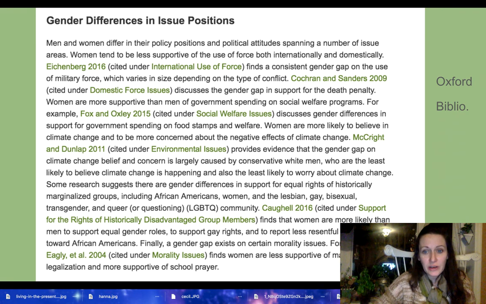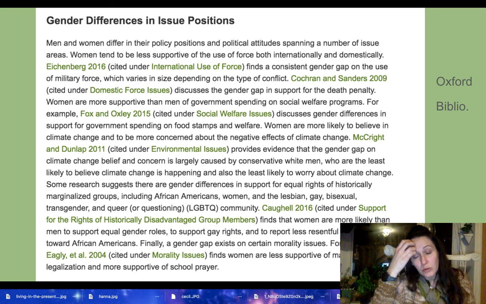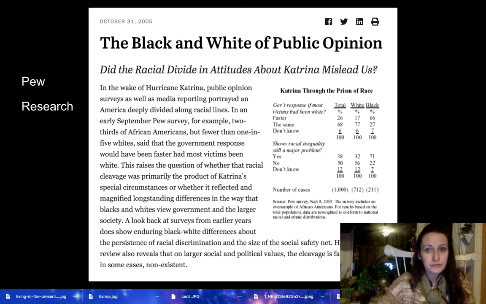It goes on to give other examples, right? Equal rights of historically marginalized groups, including African Americans, women, and the LGBTQ community. Women are more likely than men to support equal gender roles, to support gay rights, to report less resentful racial attitudes towards African Americans, and other morality issues. Women are less supportive of marijuana legalization and more supportive of school prayer. So regardless of their party, that's something politicians keep in mind when they know what audience they're trying to appeal to at any time.